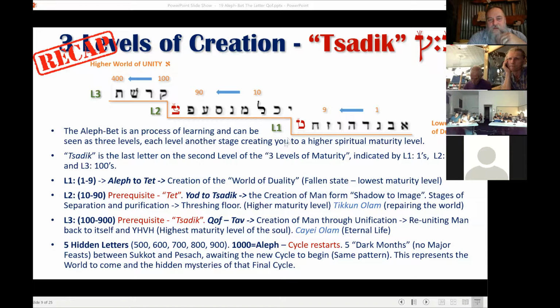Now the first level, as I said, represents the world of duality, and that's represented by the letter Tet and the revelation of Tet. So from the Aleph to the Tet is basically what creation is, to set the foundation, to set up the forces, nature, scientific laws, everything is in place. Now I can bring man into the equation. Now man can exist within this world. Now we exist between the Yod and the Tsadik.